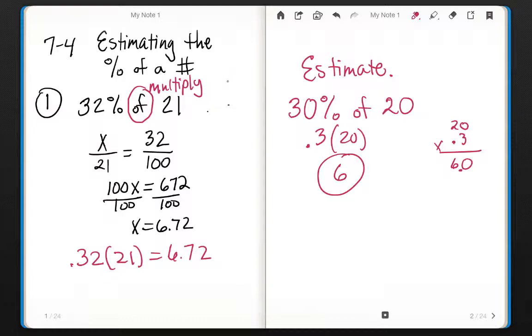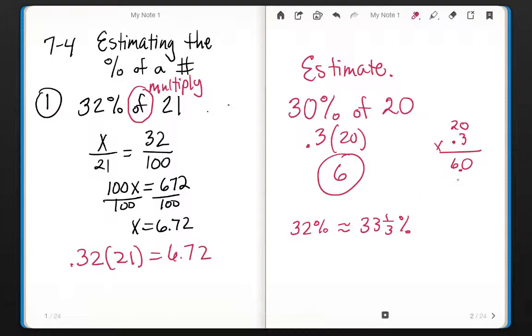Haley. Well, since this one's close to 33%, and that's like 1/3 kind of. If you had done 21 divided by 3, you would have gotten 7, which is closer than 6. Yeah, good point. So what she said was, well, 32% is really close to 33 1/3%, which is 1/3. We're going to talk about that in a minute.